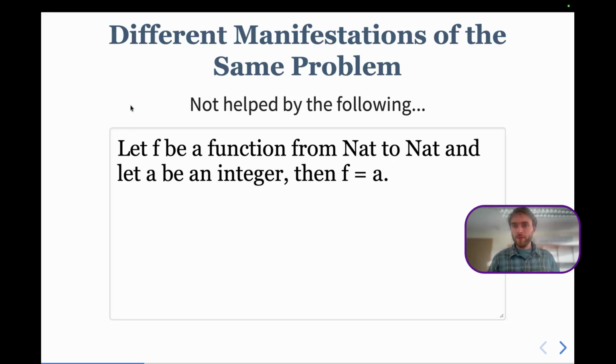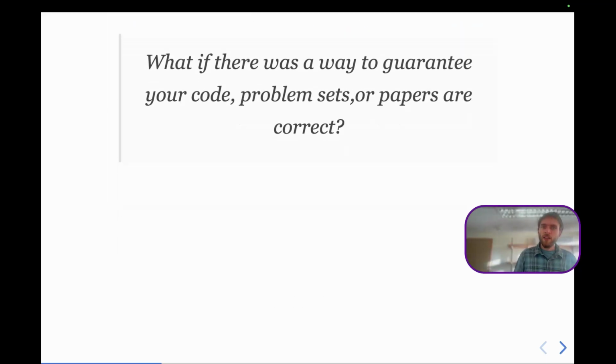So what's the solution? Well, so what's the question? What if there was a way to guarantee your code or your problem sets or your papers are correct? What if there was a way that perhaps Microsoft Word could have seen that that was an error in the thing that I wrote? This would solve the problem of typos and bugs in code, because you wouldn't be able to write them down, because you would have a way to guarantee you didn't have these sorts of mistakes.